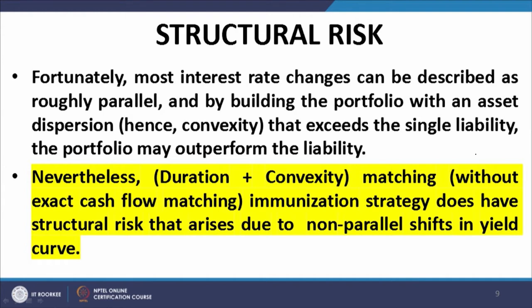So, nevertheless, the duration plus convexity matching without exact cash flow matching immunization strategy does have structural risk, this is important, that arises due to non-parallel shifts in the yield curve. As far as parallel shifts in the yield curve are concerned, as I mentioned, this strategy of having a barbell combination to immunize a bullet portfolio is pretty much satisfactory if the shifts are reasonable. But if the shifts are non-parallel, that is there is a steepening or a twist or a change in curvature for that matter, then we have a problem.